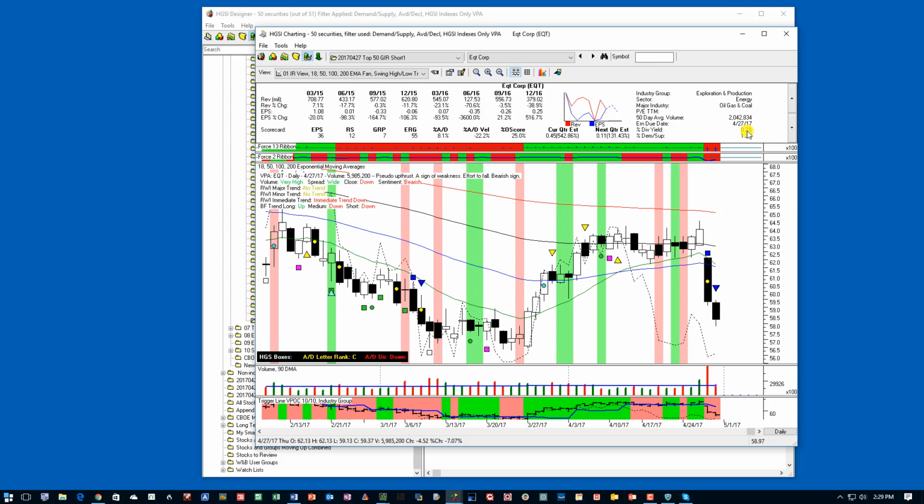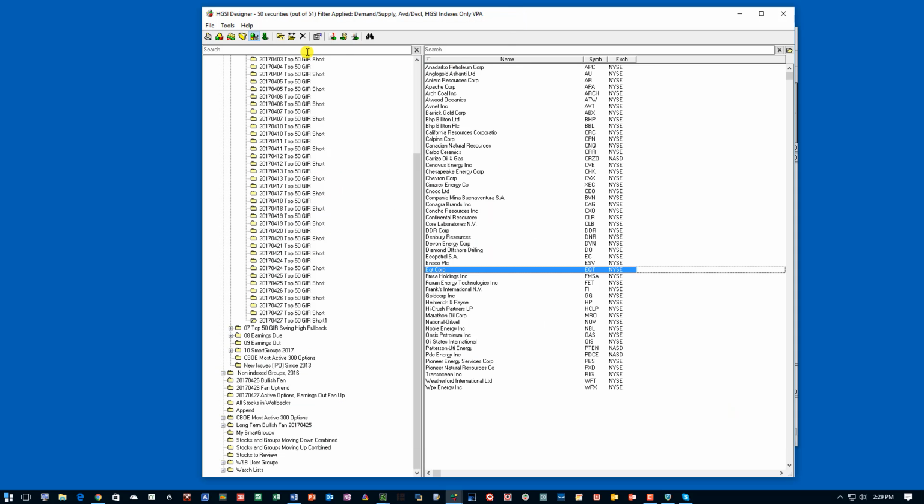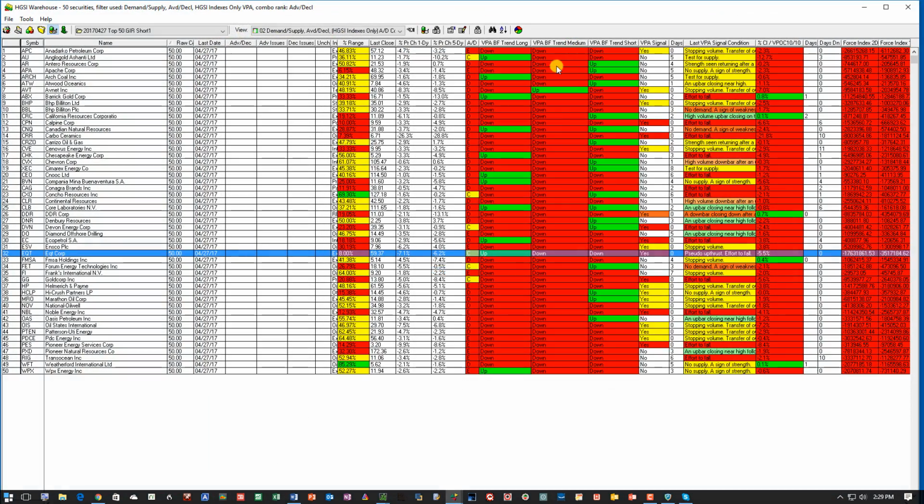Let's just open this up and you can see that they reported yesterday on the 27th. That information is up here. And there's follow through. Now, not all of these stocks are going to be down today. I know that, even though it's a weak market day, because some of these stocks are extremely oversold.